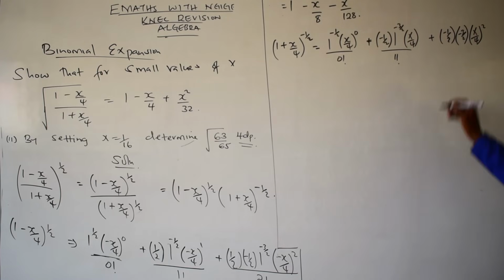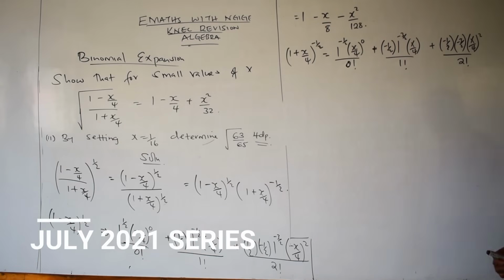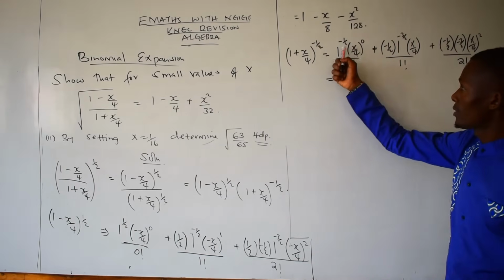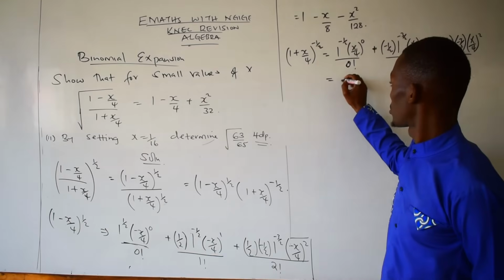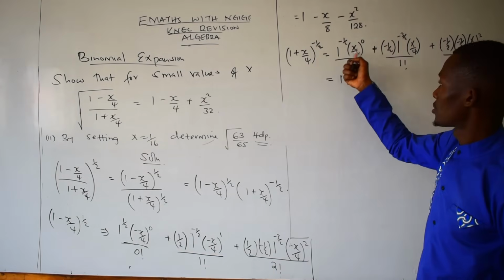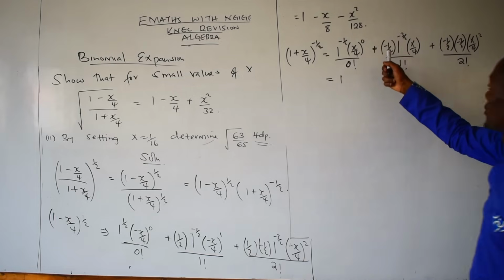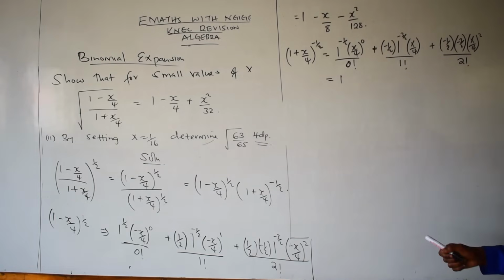Squared, then at the denominator you have 2. So now expanding that, remember 1 raised to any power gives you 1. So this one will just have 1, because 0 to power 0 is 1, 0 factorial is 1, so we shall have 1. Then we have 1 raised to any power is still 1.